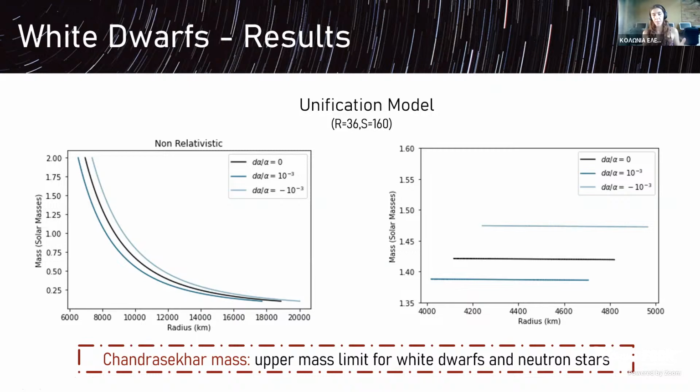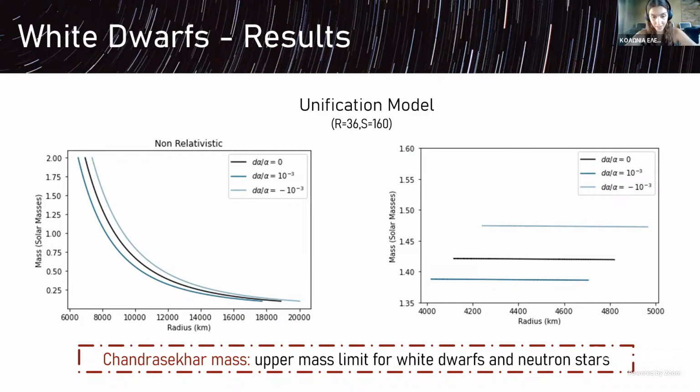So just think of it, we're going to go with it step by step. If we have a positive variation of alpha, this means that, as I said before, the strength of the electromagnetic interaction becomes stronger, right? It increases. So what happens is that the degeneracy pressure that stabilizes the white dwarf increases as well, right?